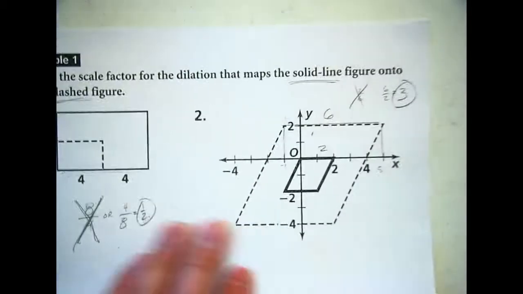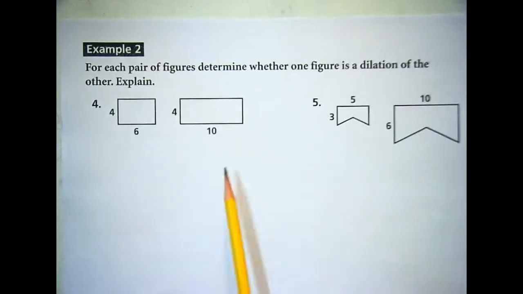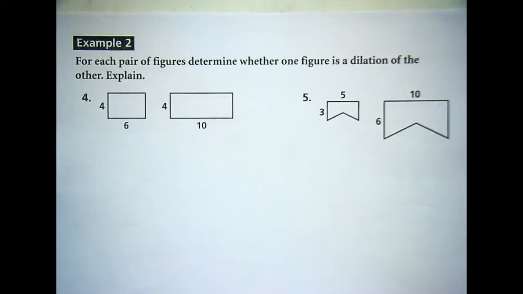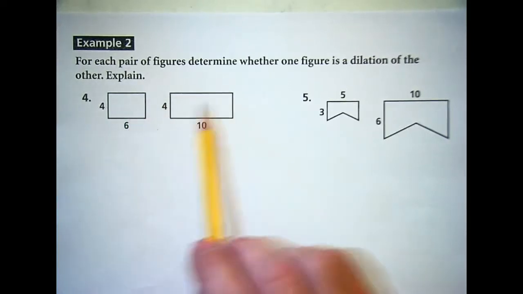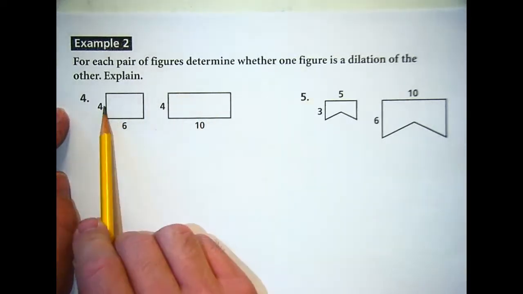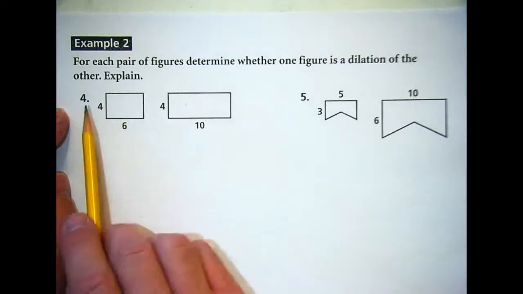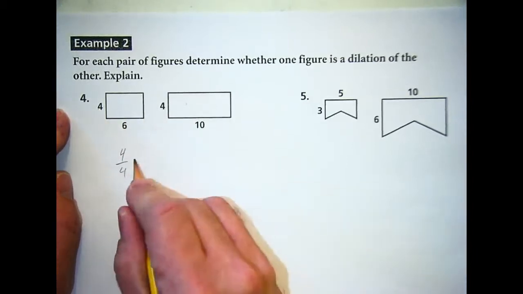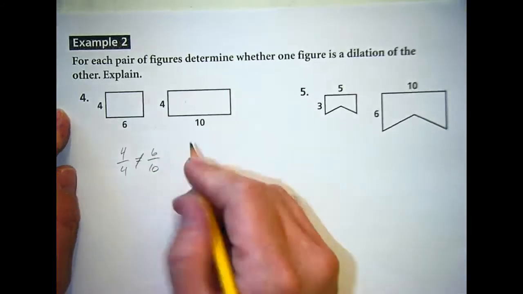Okay. I want you to take a look at example 2. For each pair of figures, determine whether one is a dilation of the other. Explain. Go ahead and work with your groupie. Okay. Number 4. Are they dilations? No. If you look at your scale factors, in order for something to be dilations, your sides have to be proportional. That means they have to have the same scale factor. So 4 is to 4 as 6 is to 10. Is that true? No, they're not equal. These are not dilations.